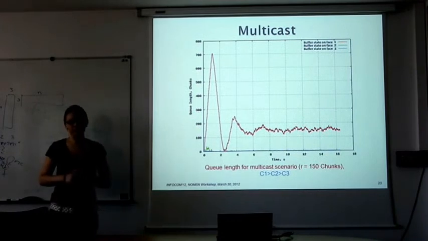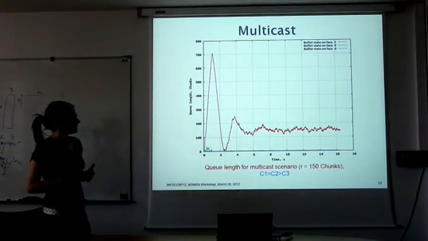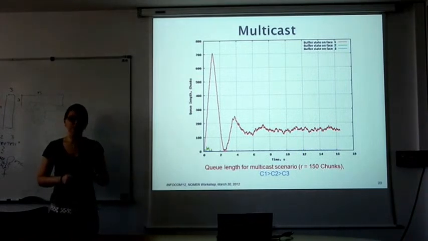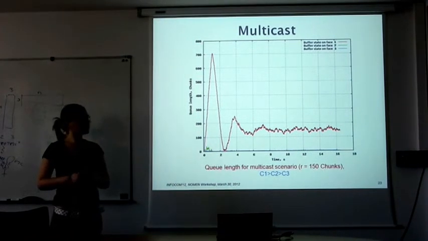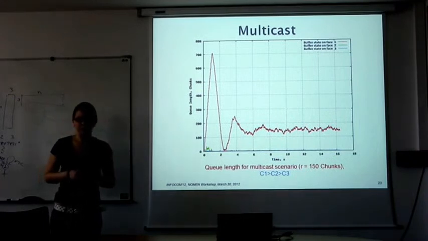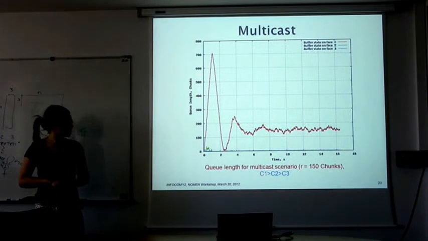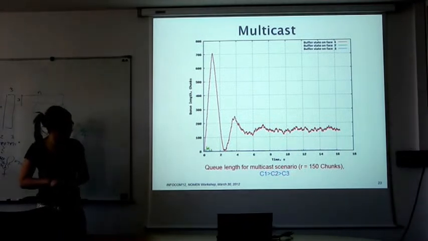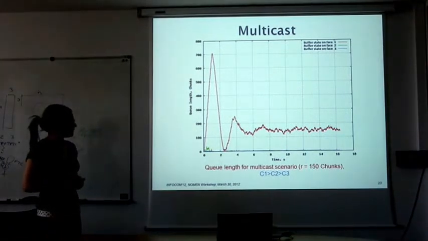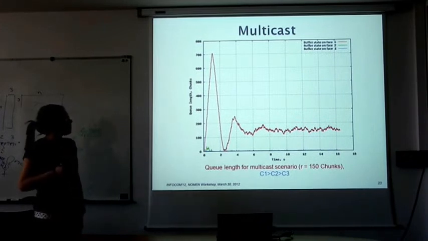We have also studied the multicast scenario. It's a very interesting scenario because we use interest aggregation. We built a topology with three clients, and the link capacities for each interface are different. The capacity of the first interface is higher than the capacity of the second interface, and so on. You can see that the queue length for the interface with the minimum capacity converges to R, and the other buffers are empty.